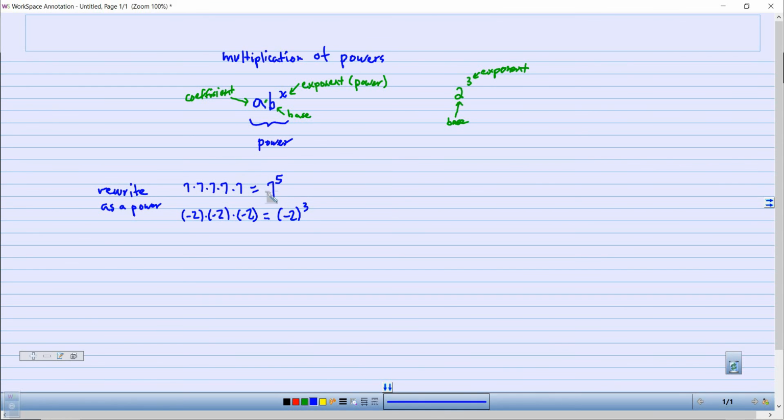So these are exponents, all right? We are writing them as powers. But what if I give you a multiplication problem, right? What if I asked you to multiply?